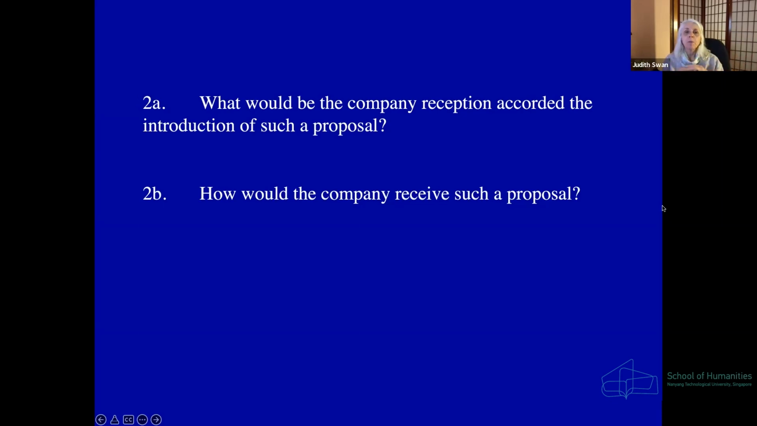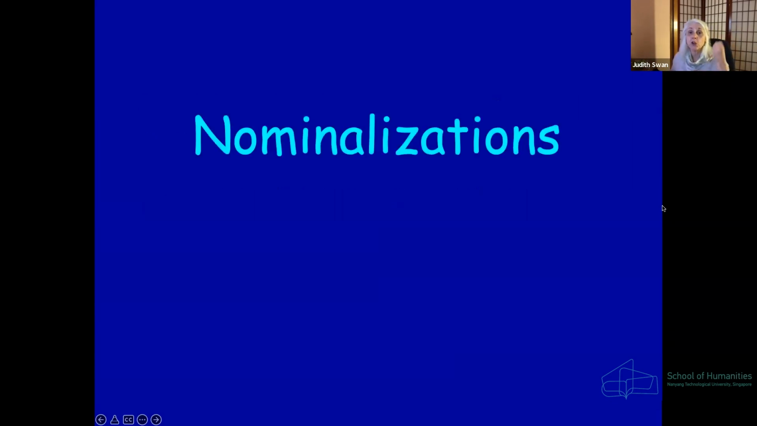All right, onward. What would be the company reception? I could already see in the chat that several of you thought that reception was an action in 2A. And guess what? The author agrees with you. Reception is an action in her reading, except, and I love this, somebody dropped in the chat already, it's not a verb, it's a noun. In fact, it's a nominalization. It's a noun made from an action.